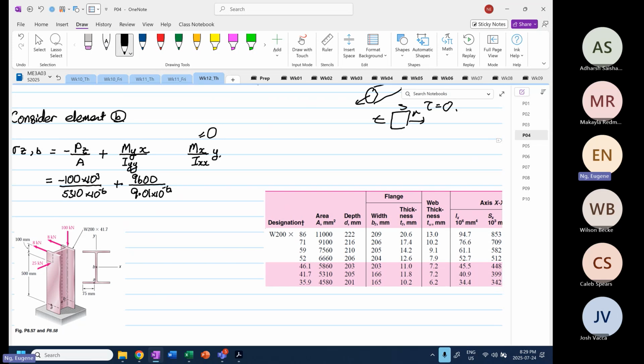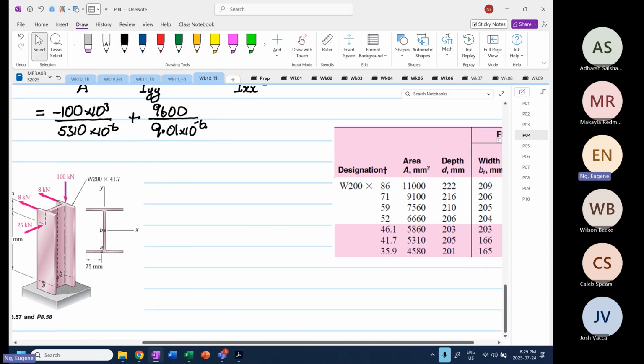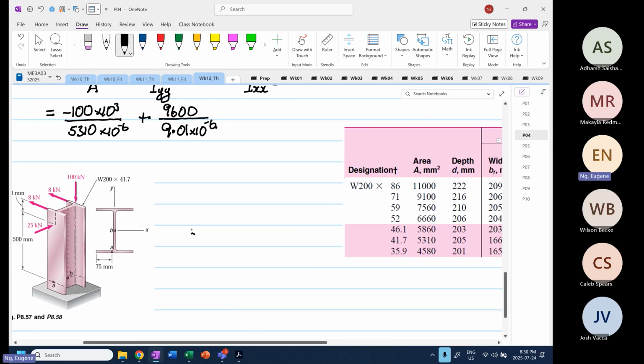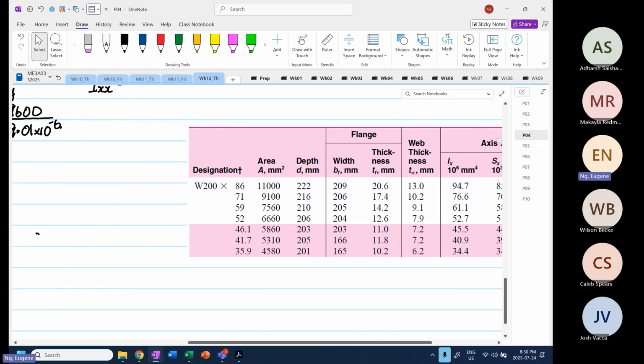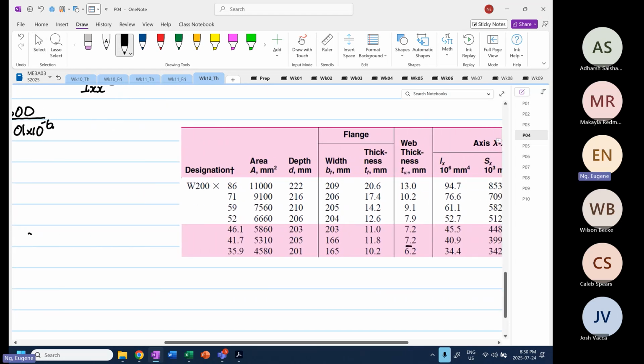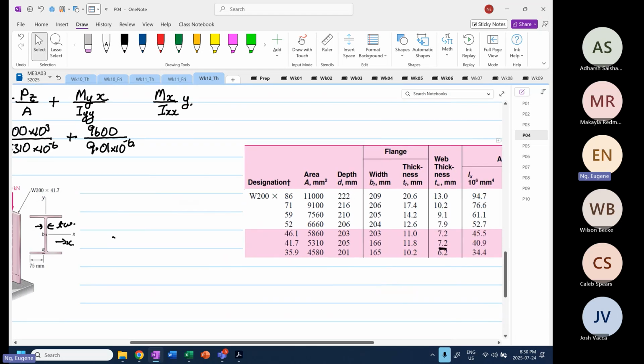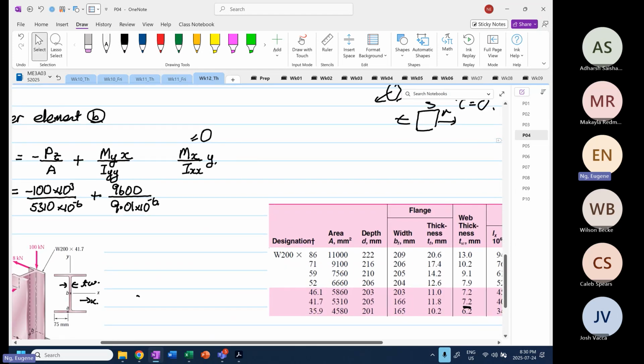Okay. So next we need to know the X value, right? So the X value is this value. The X direction is over here, right? So you need to know what this value is. This is the thickness of the web. So the thickness of the web is 7.2. Sorry, I do apologize, 7.2.